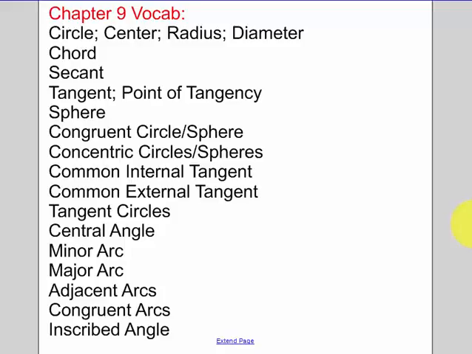During this chapter, there's a lot of vocab that you're going to need to know. So I would spend some time right now in your notes writing down some definitions of all of these terms, because I'm going to be spending a lot of time explaining these terms, but I'm going to be using these terms on the next slide, and you guys need to really understand what they are.